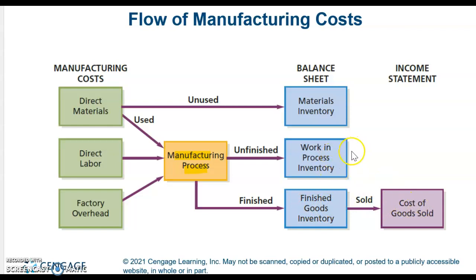So any unfinished work will sit in WIP inventory on the balance sheet. Any unused materials will sit in materials inventory on the balance sheet. Finished goods that aren't sold will be on the balance sheet, but if they are sold, they're going to be on the income statement in cost of goods sold. So this is a really good visual to help you see what's going on.